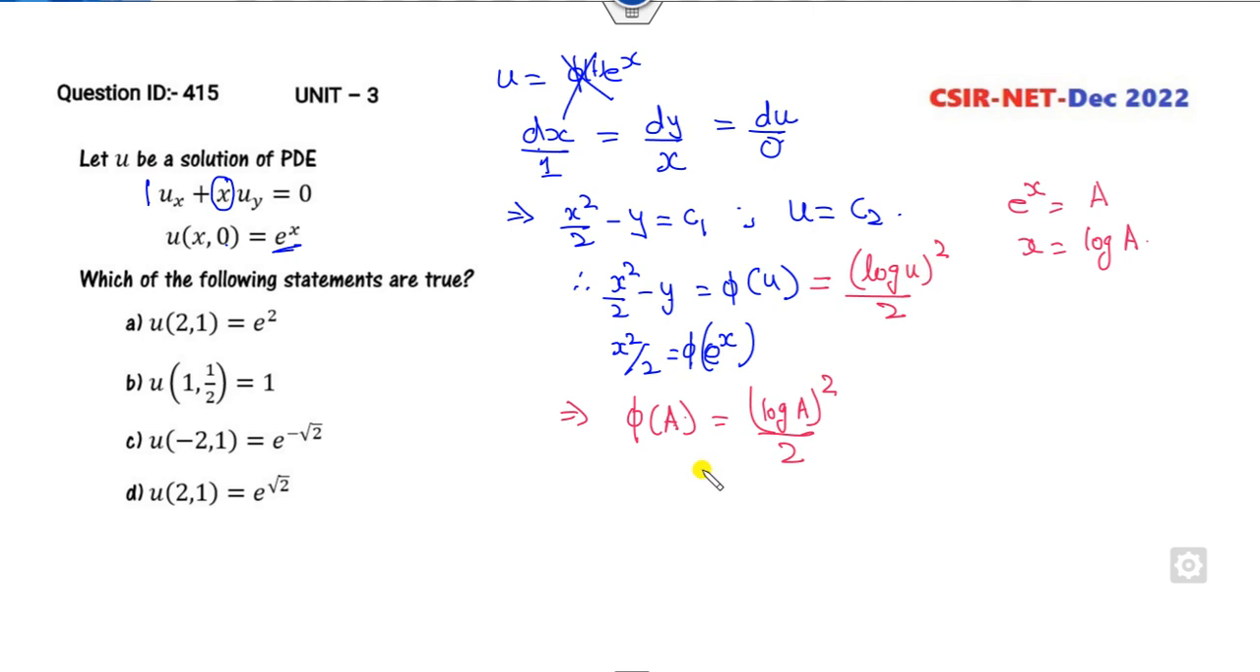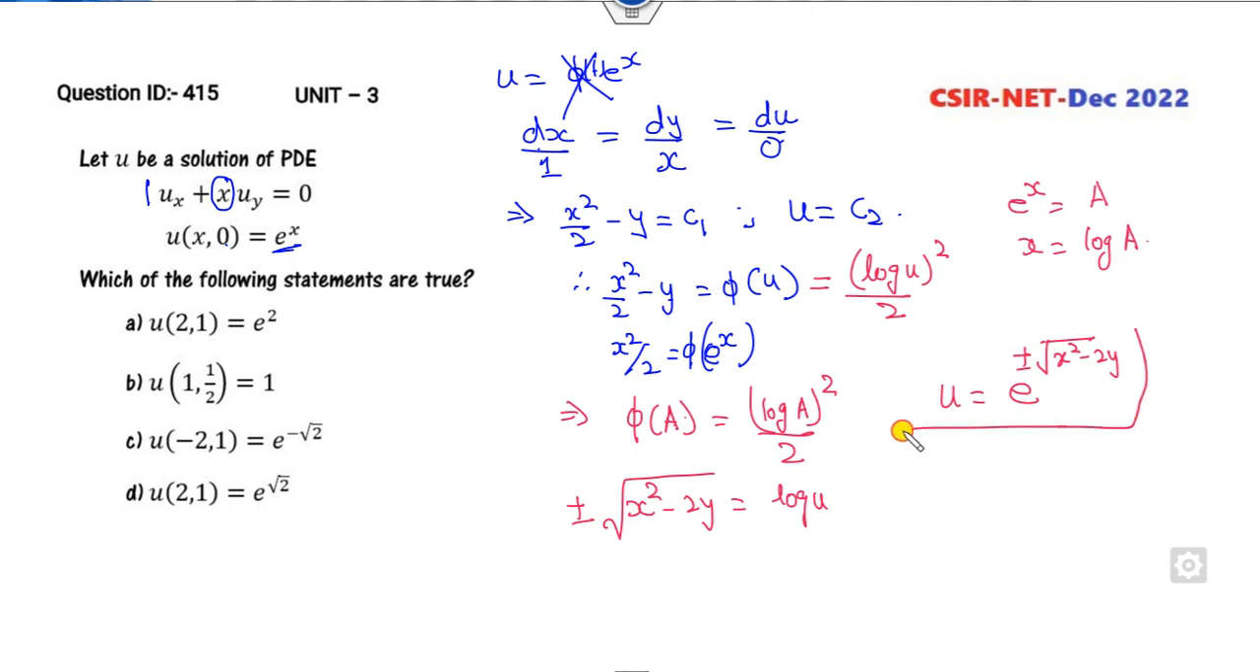So I can find the value of u from here. I can take the LCM 2. This is my log of u whole square. So u will be the square root, plus minus of the square root of x square minus y. Fine. Now you can check for 2 comma 1. So it's plus minus the square root of 4 minus 2, it is plus minus root 2, but the square cancels out. So plus minus x square minus y.